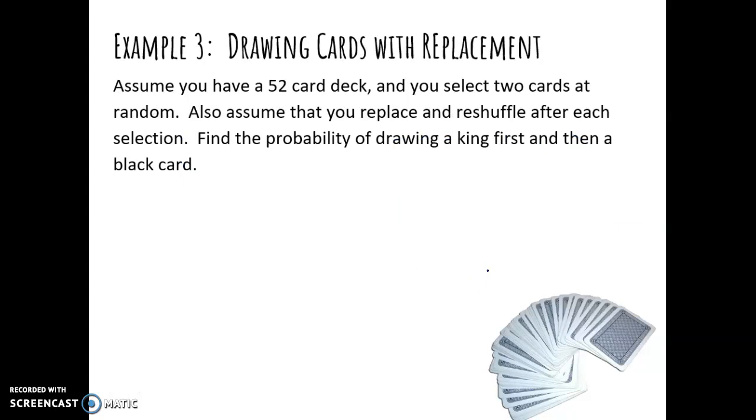Assume you have a 52 card deck and you select 2 cards at random. Also assume that you replace and reshuffle after each selection. Find the probability of drawing a king first and then a black card. Why don't you pause the video and then unpause to find out the answer.